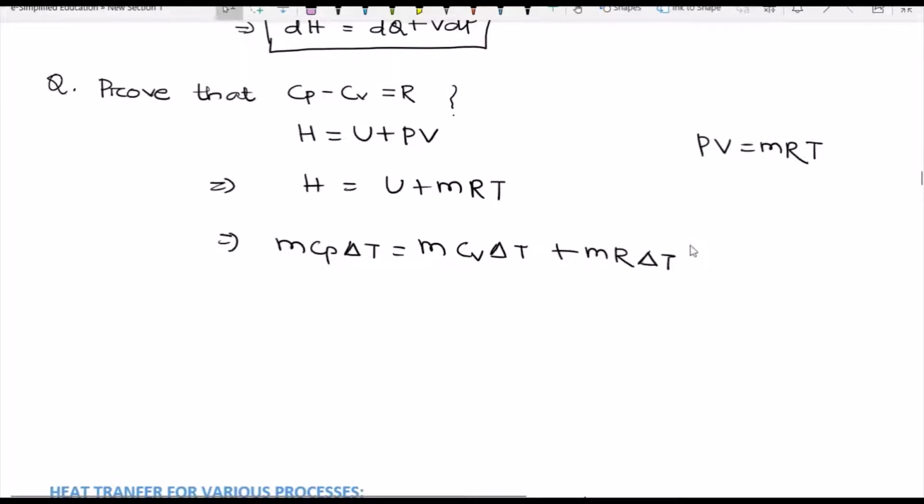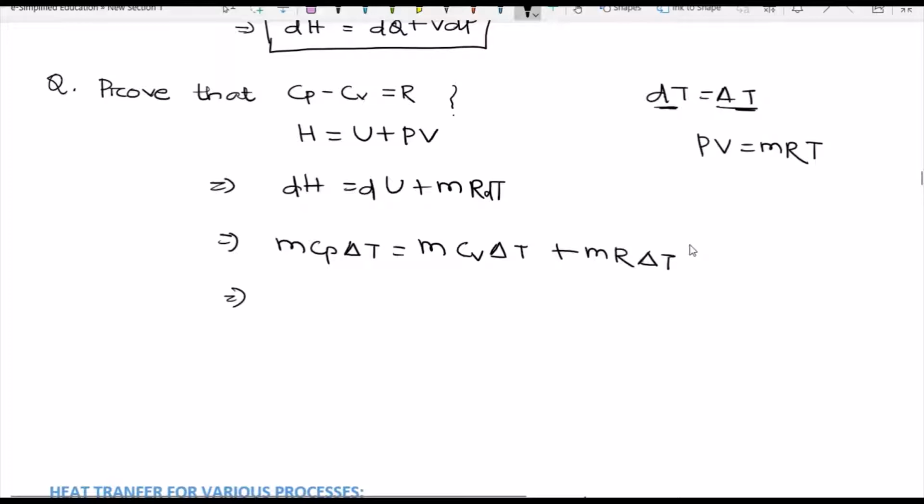That means if I differentiate both sides, dH = du, I will get this. If I replace dH, then I will get mCp dT. If I replace du, mCv delta T. If I replace mR dT, then dT and delta T are the same. This also represents change. You should not be confused by this.